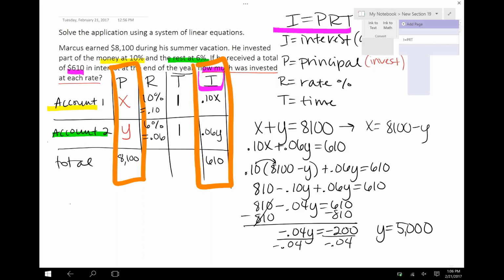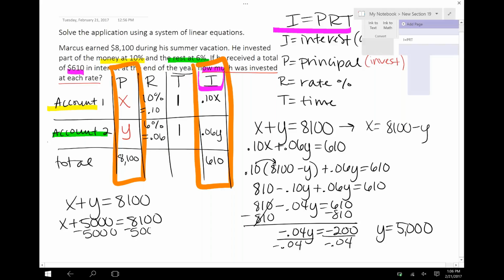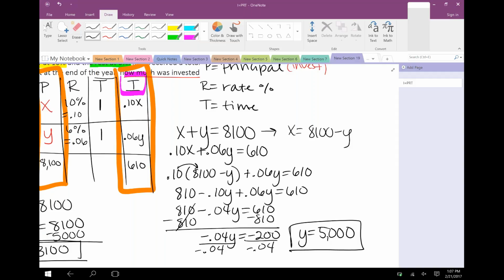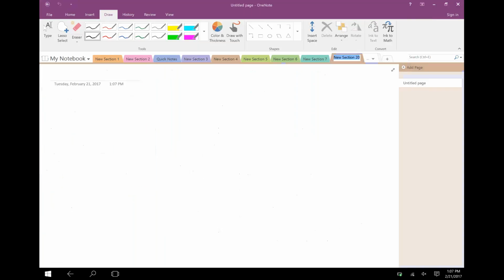I need to get my x. So remember I said x plus y equals 8100. If I plug in my 5,000 for y, x plus 5,000 equals 8100. Subtract 5,000, and x equals 3,100. So how much was invested at each rate? So for the first account, $3,100 was invested in the first account. How much was invested at the second account at 6%? $5,000.